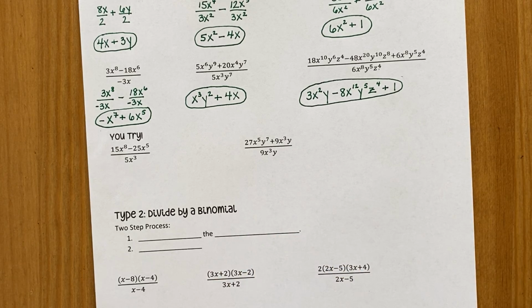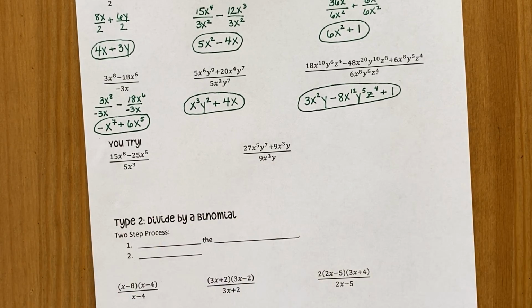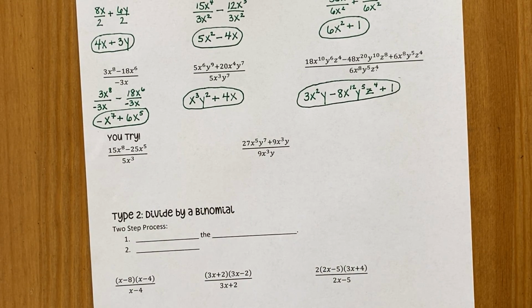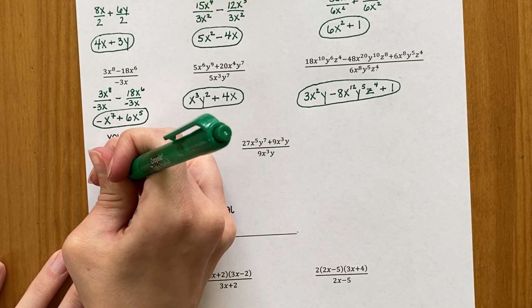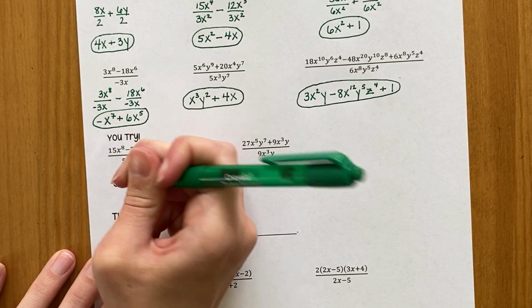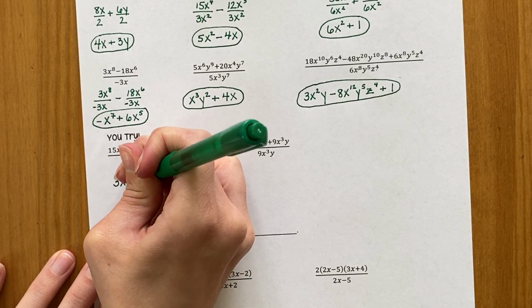Now's a great time to go ahead and pause your video and try these two. They're a little less intimidating than that last one. So if you've tried those, your final answers here should be 3x to the 5th minus 5x squared on the first one.